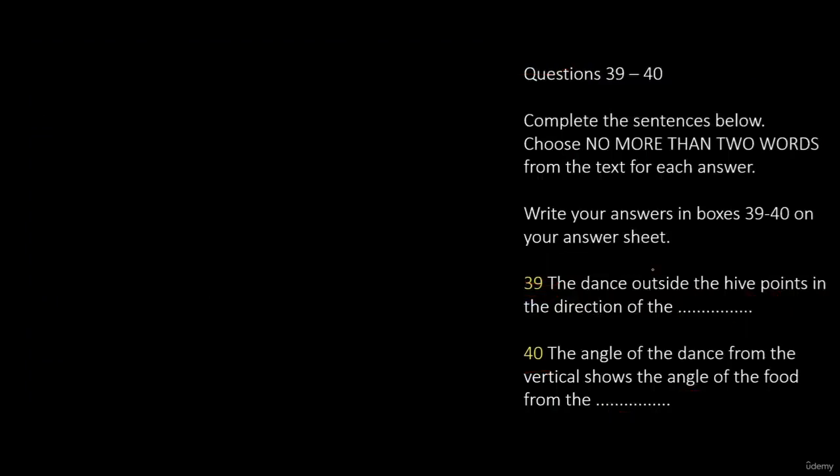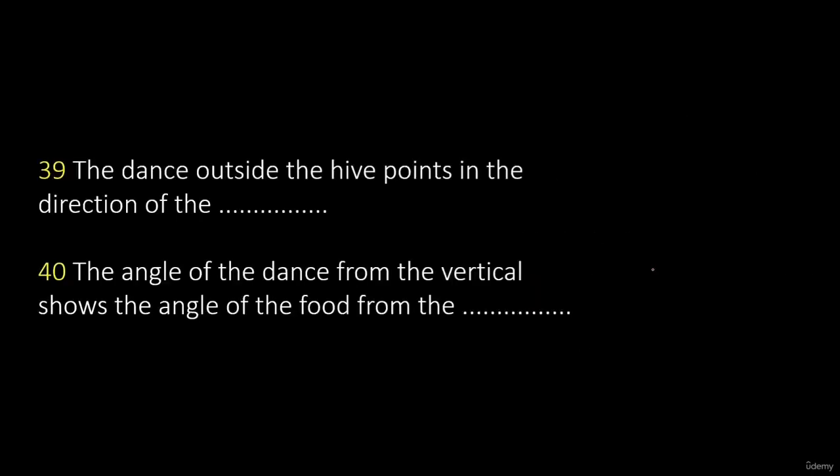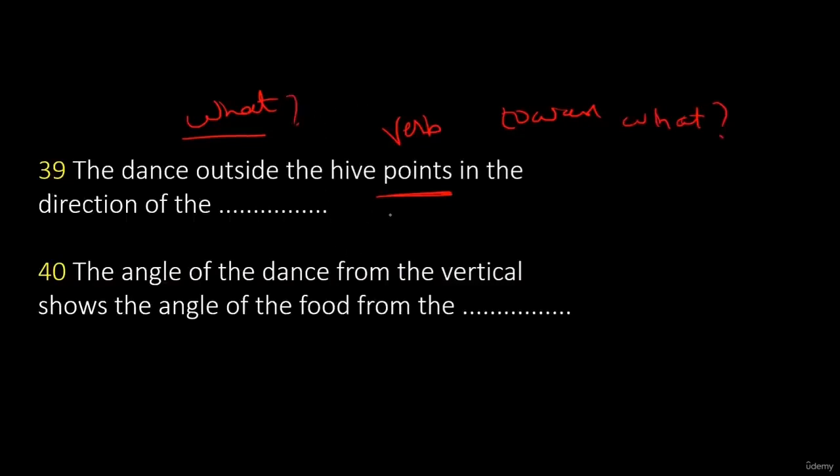So, eliminating the things which are not required here, and even the instructions, let's zoom in here. The dance outside the hive points in the direction of the blank. The verb method says that you have to figure out in the sentence what is the verb. For our sentence, that is, number 39, points is the verb. True? You have to create a question by yourself. What points towards what? By creating these questions and answering them to yourself, you will be able to remember.